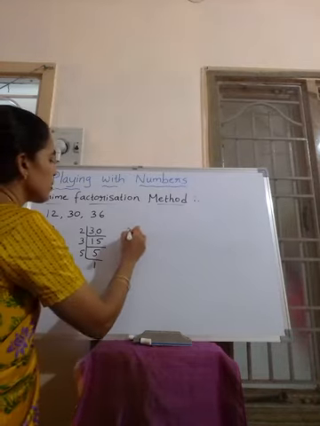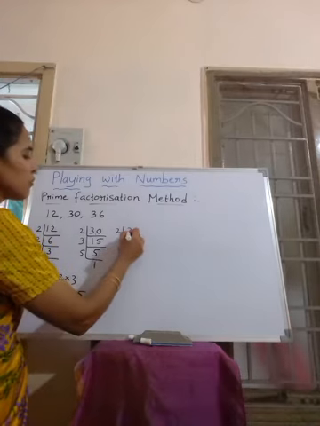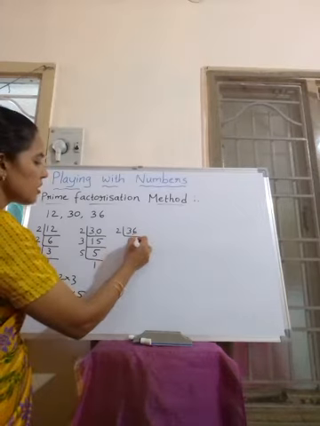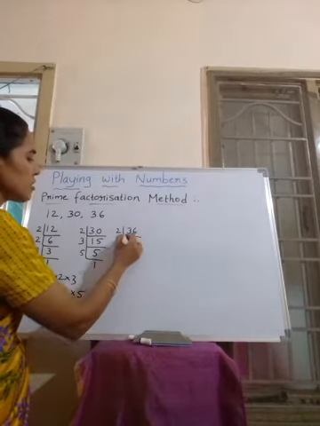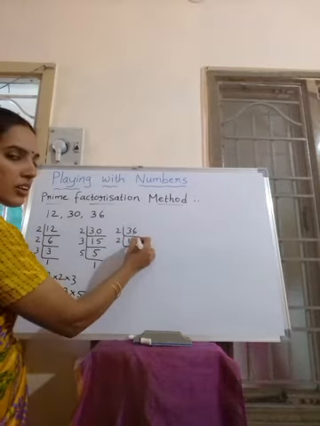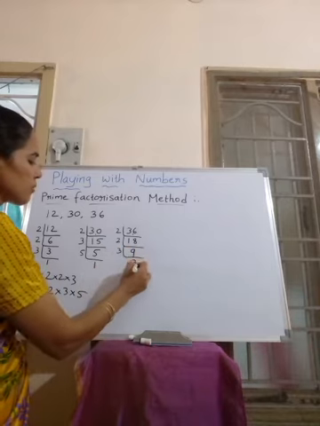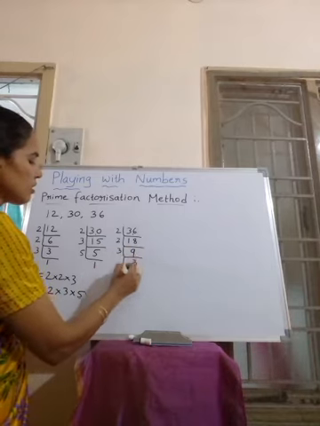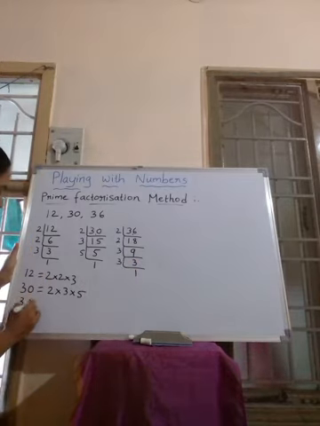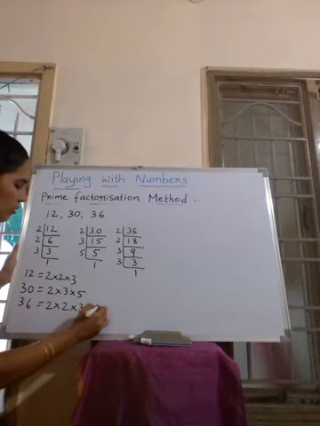Now let's take the number 36. 2 divides 36, giving 18. Again prime number 2 divides, giving 9. Next 2 is not divisible. Taking prime number 3, 3 threes are 9. And again take 3. Therefore the prime factors of 36 are 2 into 2 into 3 into 3.